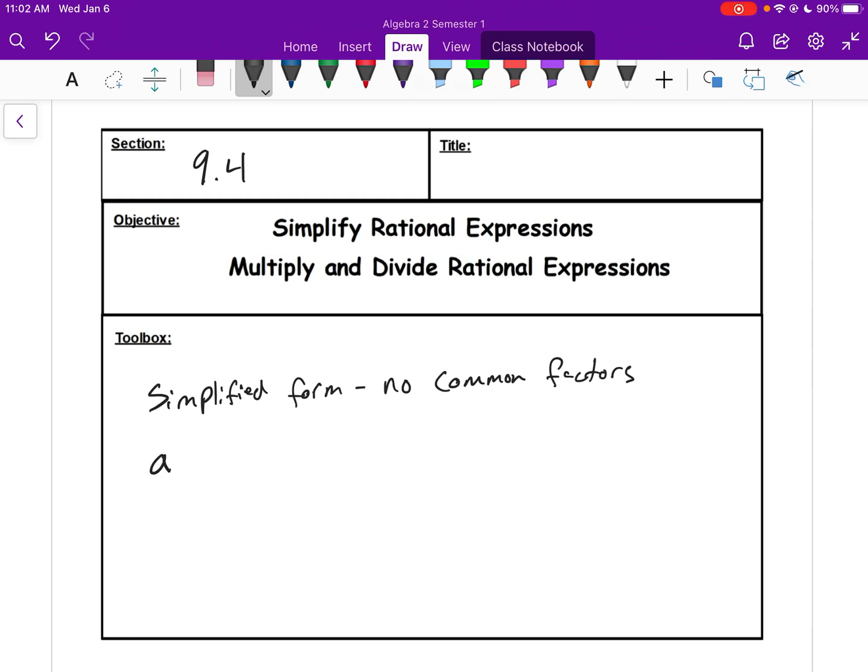So for example, if we had AC over BC, that's saying A times C over B times C. Since it's in terms of multiplying, these C's would cancel to give us A over B. Now, if it was in the form of A plus C over B plus C, those would not cancel because they are not in terms of multiplying. So moving forward, make sure whenever you are simplifying, it is all in terms of multiplying.